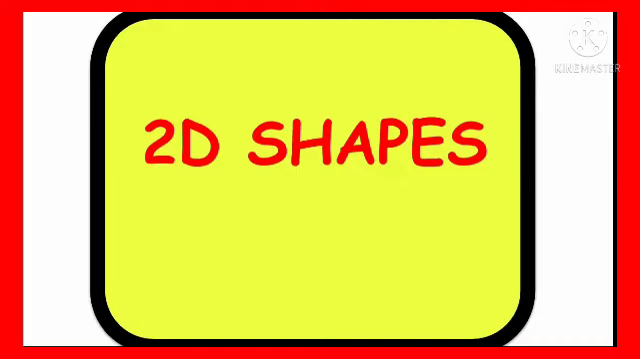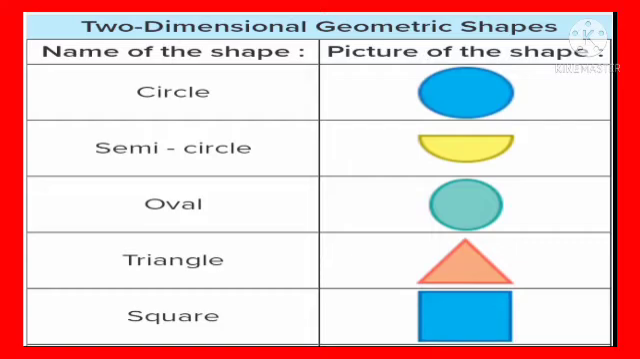In geometry, a shape or a figure that has length and breadth is known as a 2D shape. In other words, a plane object that has only length and breadth is known as a two-dimensional shape. Let us see some examples of 2D shapes. Here, a table is given for the examples of two-dimensional geometric shapes. In the first column, the name of the shape is given, and in the second column, the picture of the shape is given.